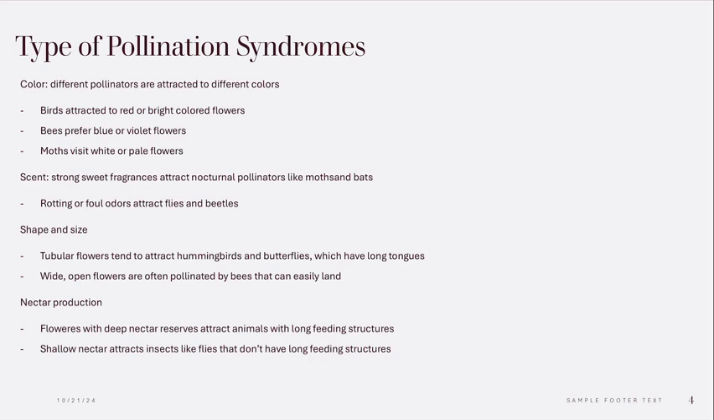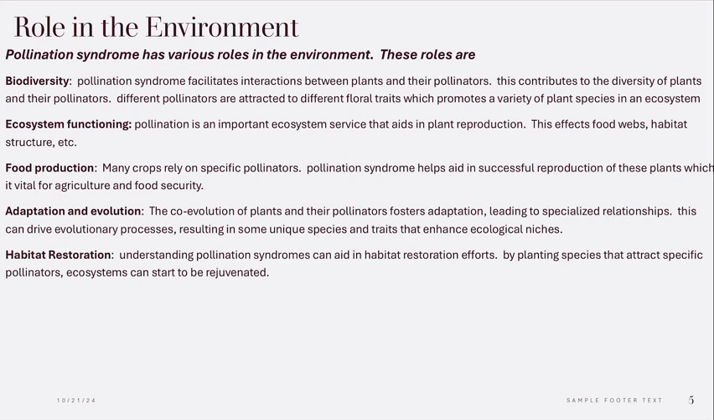Ecosystem functioning. Pollination is an important ecosystem service that aids in plant reproduction. This affects food webs, habitat structure, etc. Food production. Many crops rely on specific pollinators. Pollination syndrome helps aid in successful reproduction of these plants, which is vital for agriculture and food security.